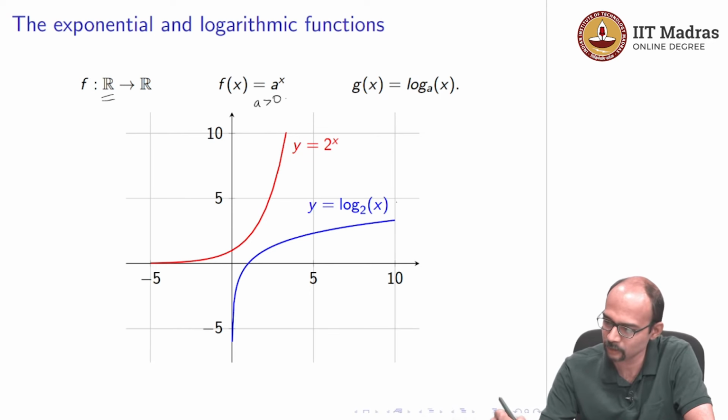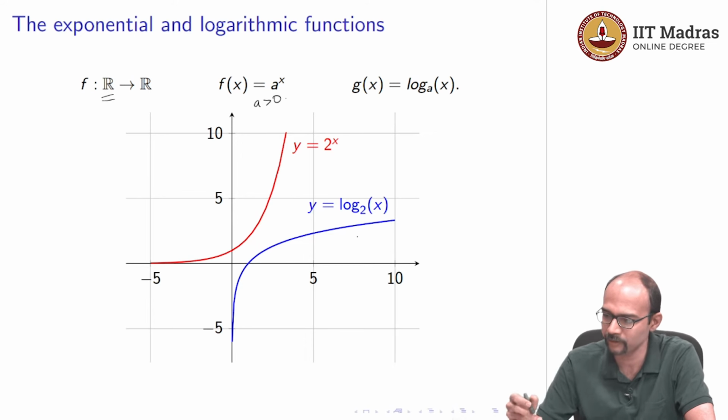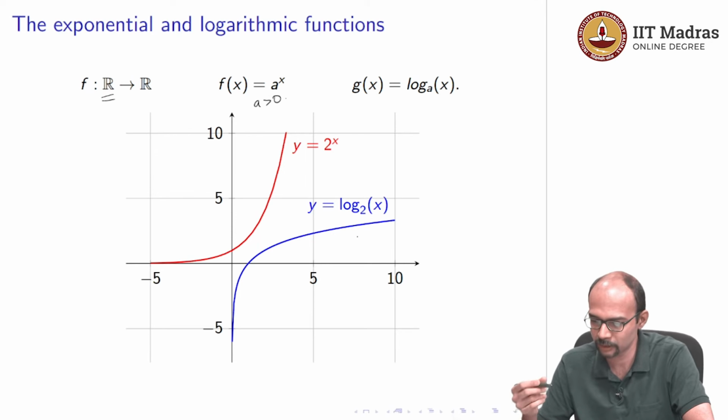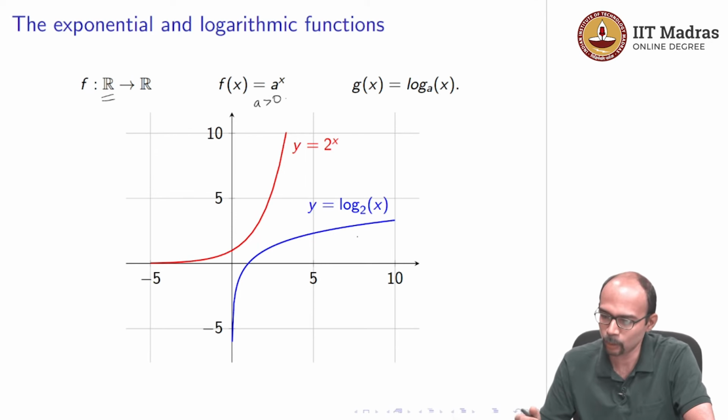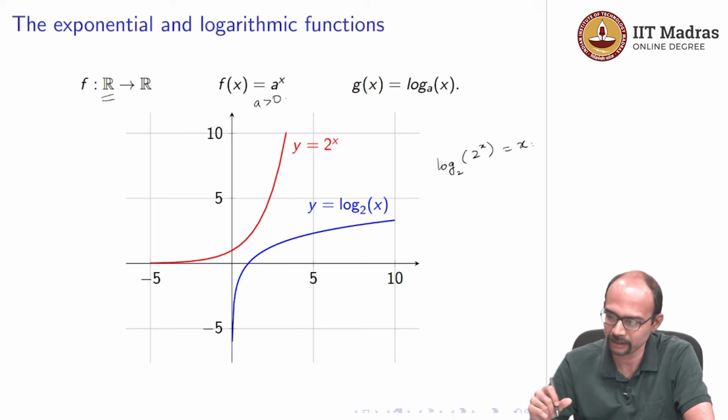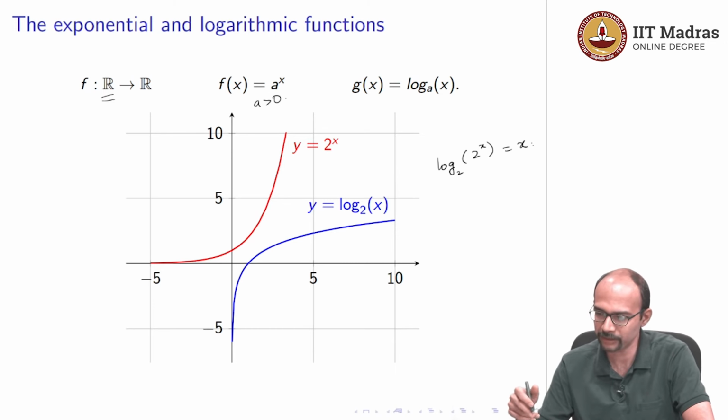So here is the function y is log x to the base 2. When we do it with a particular base, when a is a particular number, it's with respect to that base. And what is the relation between these two? The relation is that if you take the logarithm with respect to 2 of 2 to the power x, then you exactly get back x. This is the relation between the two.